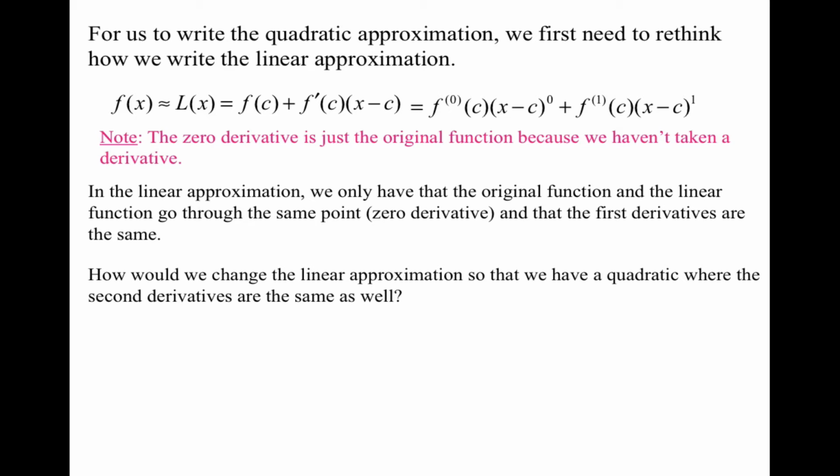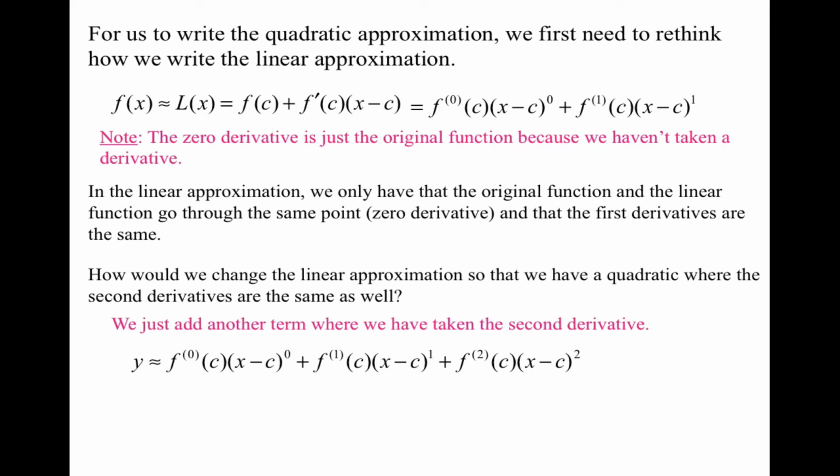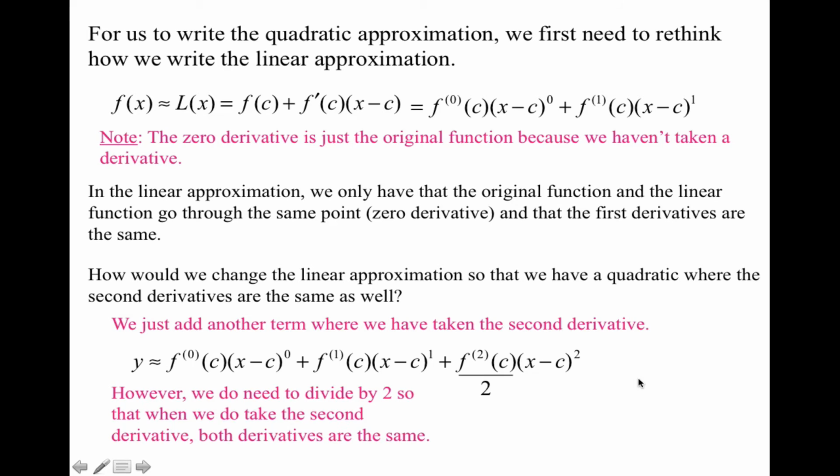How would we change the linear approximation so that we have a quadratic where the second derivatives are the same as well? Well, we just add another term where we have taken the second derivative. So that means that the y value is going to be approximately the original term plus the term with the first derivative plus the term with the second derivative. However, we do need to divide by 2 so that when we take the second derivative, both second derivatives are the same.